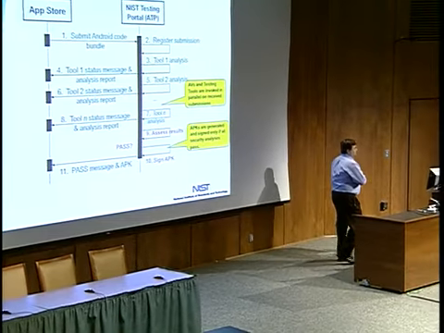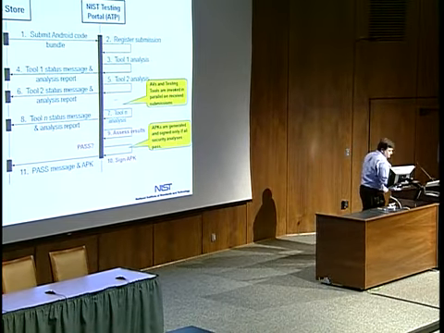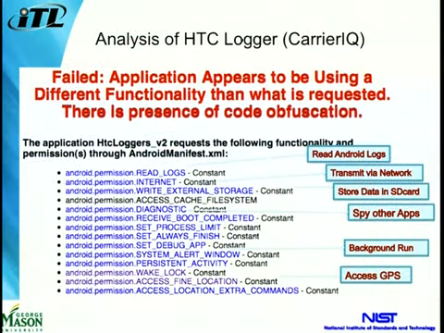Just to give you an example of what a report looks like. This is the analysis of the HTC logger, otherwise known as Carrier IQ. Here is what an analyst would have seen if he had analyzed the Carrier IQ package. It would have shown that this application reads logs, transmits via the network, stores data on the SD card, and spies on other applications. It's a service that remains running in the background, and it has access to GPS. Even if you don't know whether this is malware or not, it's just presented to you as an application.